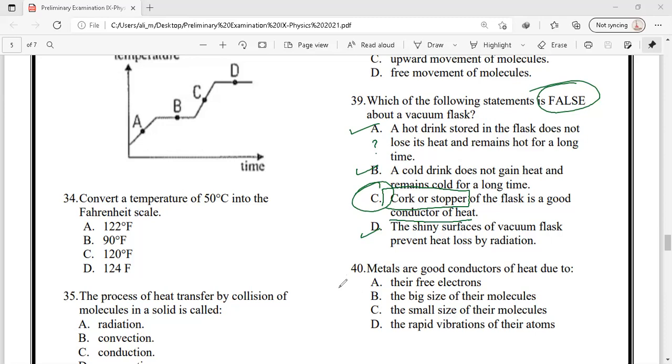Last, we have question number 40. We know that metals are a good conductor of heat, and the reason behind this best conduction is the free electrons. Conduction through solids is a slow process, but in metals we have free electrons that absorb heat from the hotter part and, without transferring it to the neighboring molecules, directly move towards the cold part, carrying their thermal energy. So option A is the correct answer for this last question of our theory paper.